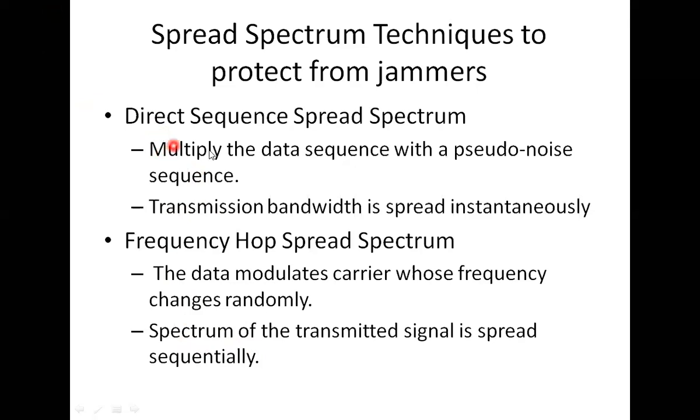And in case of direct sequence spread spectrum, the data sequence is multiplied with a pseudo noise sequence. We have already learned what is pseudo noise sequence, what are its properties, and in particular we have studied what is a maximum length pseudo noise sequence and the generation of maximum length pseudo noise sequence. In case of frequency hop spread spectrum, the data, that is the information signal, modulates a carrier whose frequency changes randomly.